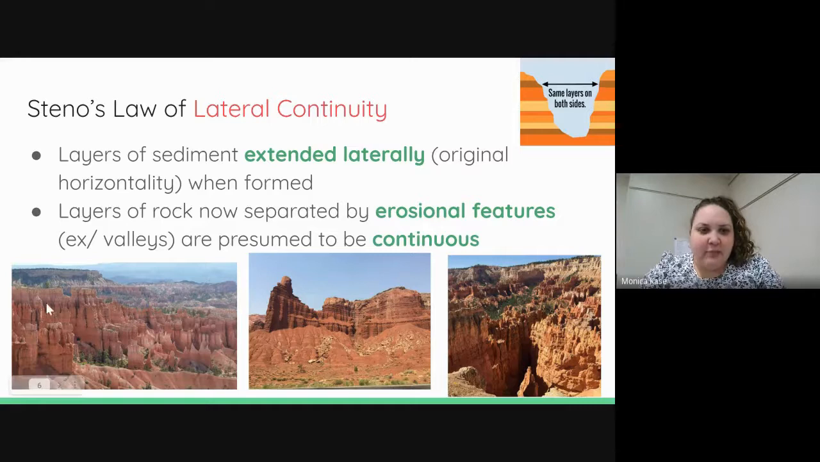Those ones down there on the bottom are Bryce Canyon. Those are what are called hoodoos, and it's a very beautiful place, but they are definitely little pointed areas where you can see that layer going all the way across. And same with that second and that third picture as well. You can see those lines forming that go straight across from one part of the rock to the other.